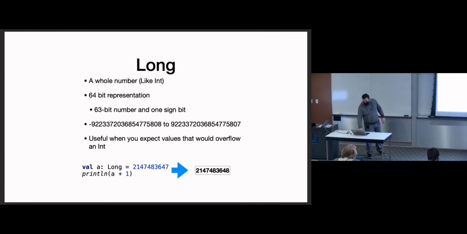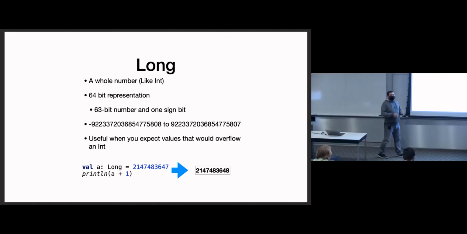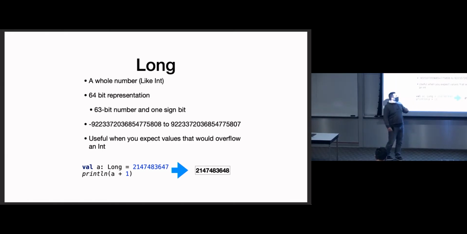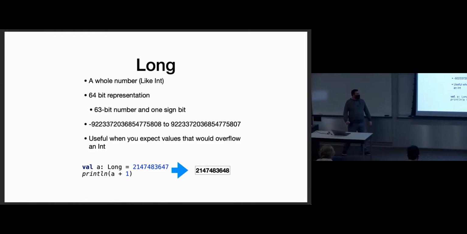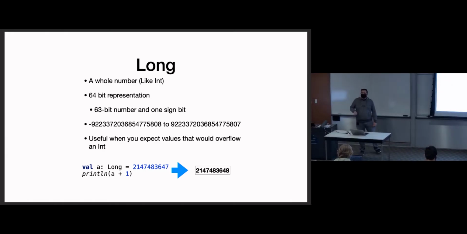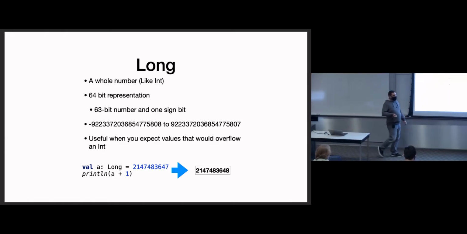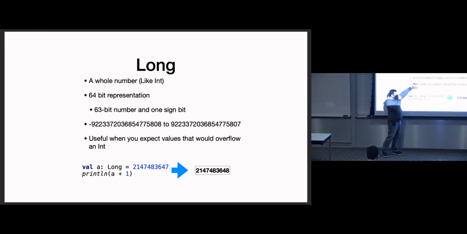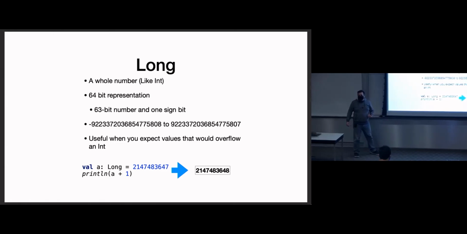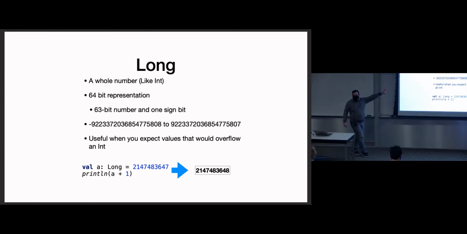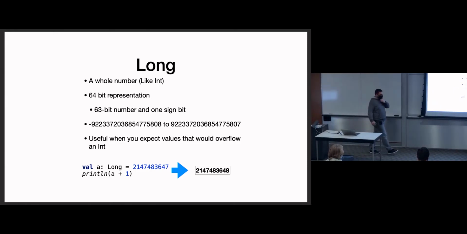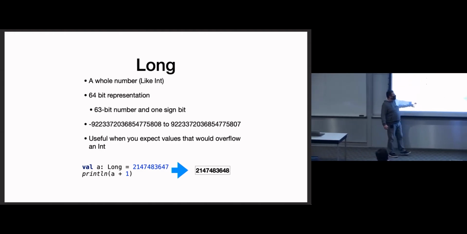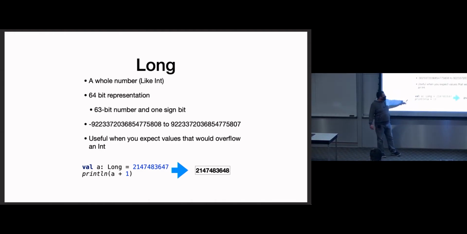If that is a problem, long is usually a simple solution to this. Use a long. This is just like an int, except it uses 64 bits. 1 sign bit and 63 bits for the integer. So we can go from -2 to the 63 to +2 to the 63 minus 1. So we've got a much, much bigger range. So if you expect to overflow an int or underflow an int, pull out your long, use longs, and this will give you a much wider range. If you're going to overflow a long, you've got to rethink what type you're using and what you're doing in your code.